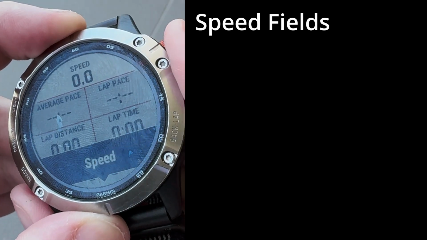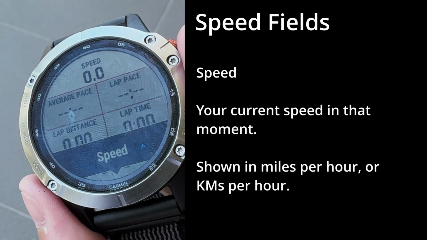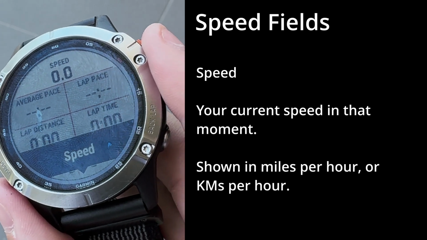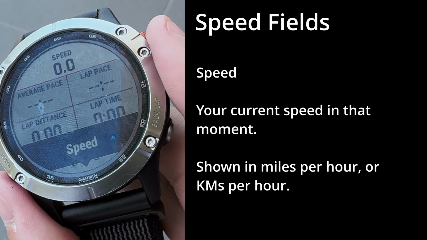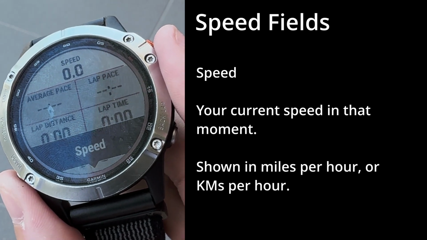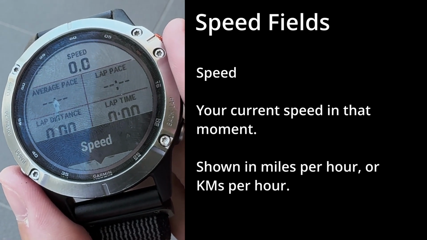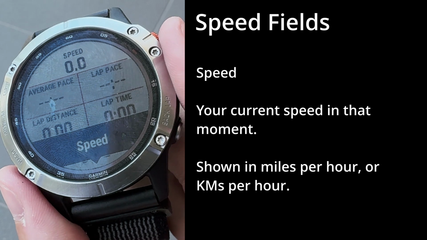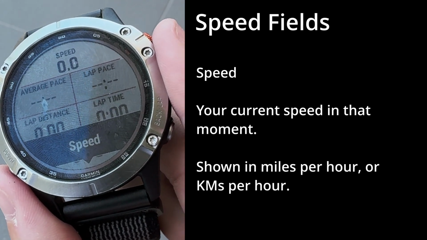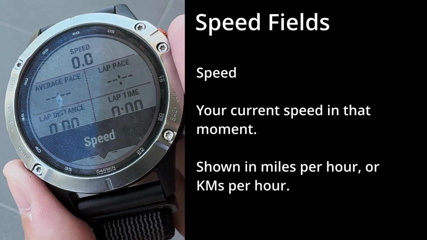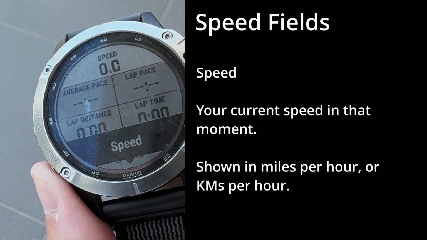Next up, speed fields. Speed, similar to pace before, speed is the current speed you're running at. This is measured in normally kilometers per hour or miles per hour. Again, this is incredibly volatile. This will change and go down if you're running up a hill, and it will ramp up if you're going down a hill. So it's not the best kind of measure of how fast your actual run is. It just tells you how fast you're going in that current moment.